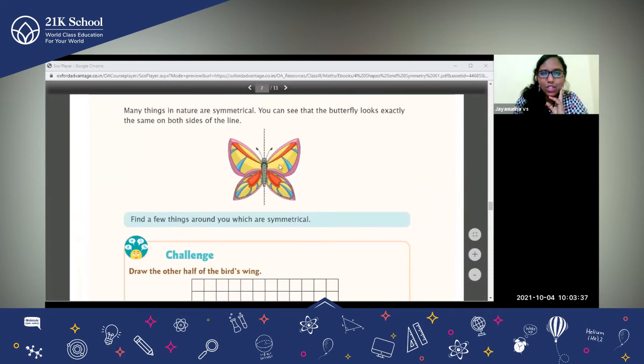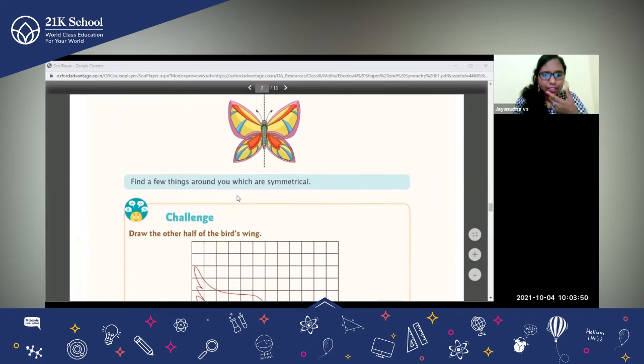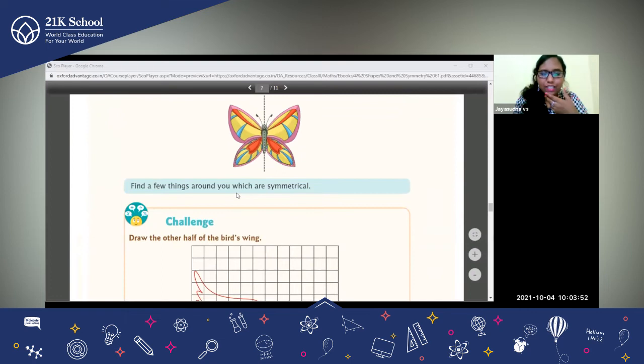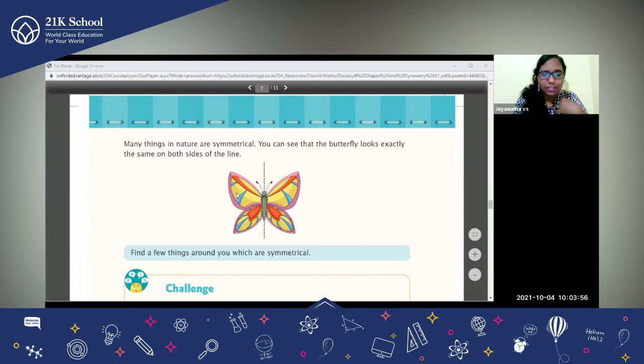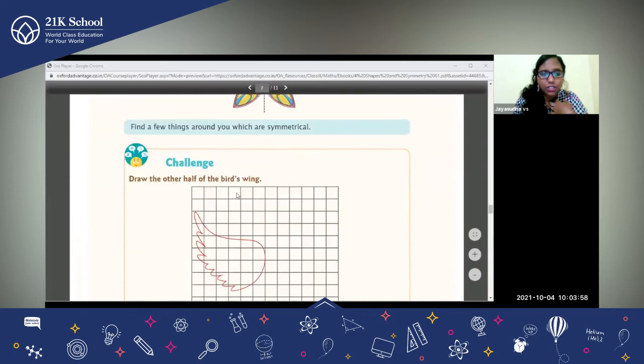Yes, many things in nature are symmetrical. Have you observed, children? Some things in nature, like the plant's leaves, isn't it? All those look symmetrical. And yes, you could find some and you can share in the next class. Which natural things are symmetrical?